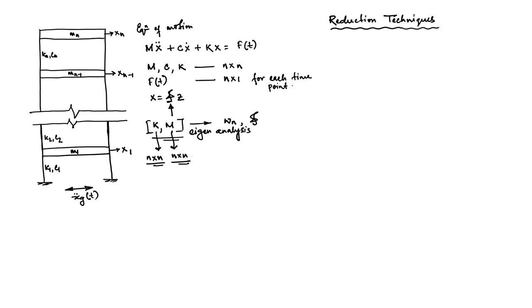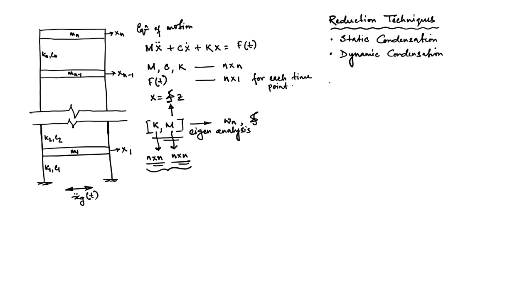Now there are different ways we can actually reduce these matrices. Out of them we will discuss only two. The first one is what we call static condensation. And the second one is what is called dynamic condensation. So, first we will start with static condensation, and then we will see how we can reduce this matrix size and yet we can solve the system satisfactorily.